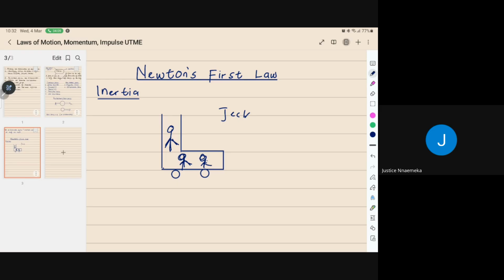So these are the examples they are going to give: a vehicle suddenly stops, you jerk forward, you jerk backwards. All of them revolve around the law of inertia. Is that okay? And now, the heavier you are, the more the vehicle cannot contain us.